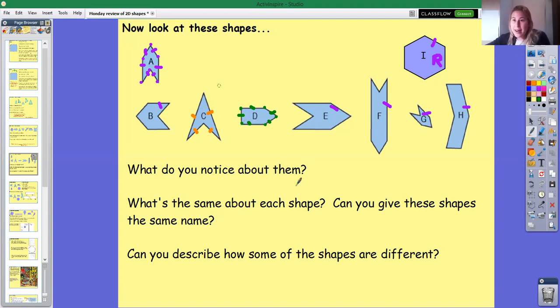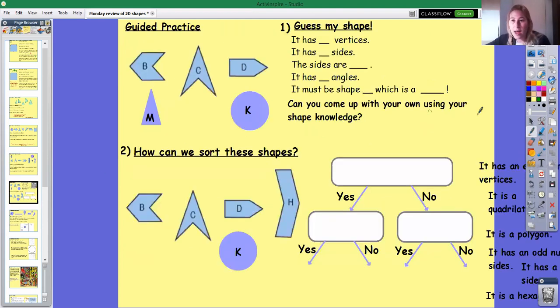Okay, so it's important that you do take the time to count the different shapes, count the different sides, count the different vertices, and think about whether they're the same length or whether they're different. Okay, moving on, it's time for us to start thinking about some activities.